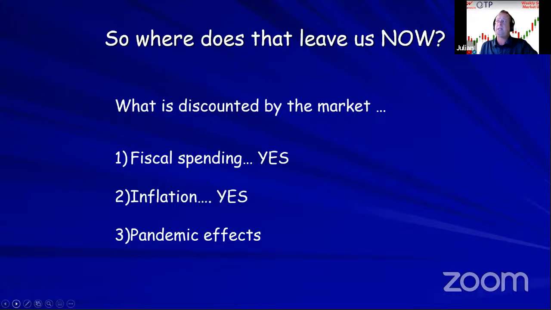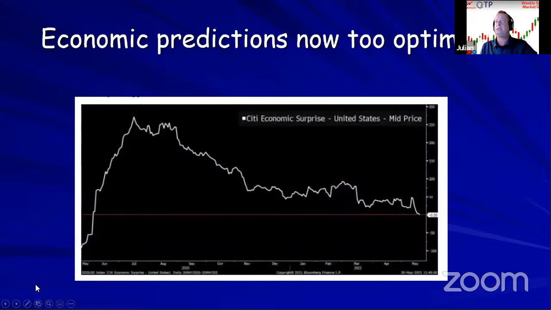So fiscal spending gets a yes, inflation gets a yes. Can the pandemic effects be all in the market? Well, I think they are, but maybe there's always a surprise in store with a new hybrid variant that will be a bit more damaging. Fingers crossed there isn't, and we get the hang of this thing really quickly. What's interesting is that if that's the case, then people shouldn't be surprised by what economic numbers come out. And that's exactly what's taking place at the moment.